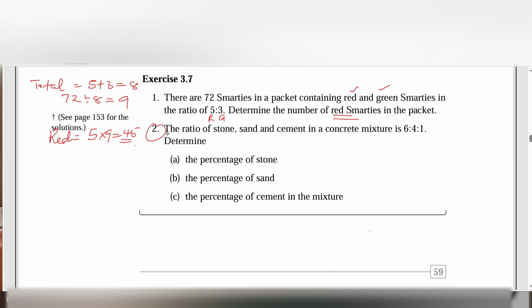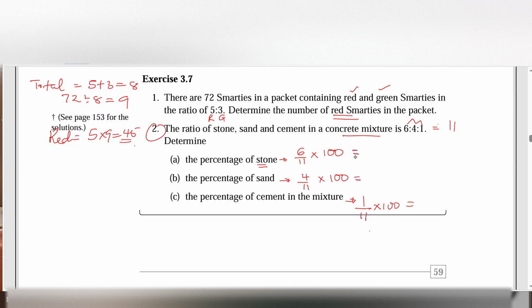Look at number 2. The ratio of stone, sand, cement in a concrete mixture is 6:4:1. Determine the percentage of stone, sand and cement. So let's get the total here. 6 plus 4 is 10, plus 1 is 11. Then for stone, which comes first, it's going to be 6/11 times 100, since we want the percentage. For the sand, it's 4/11 times 100. And for the cement, it's 1/11 times 100.